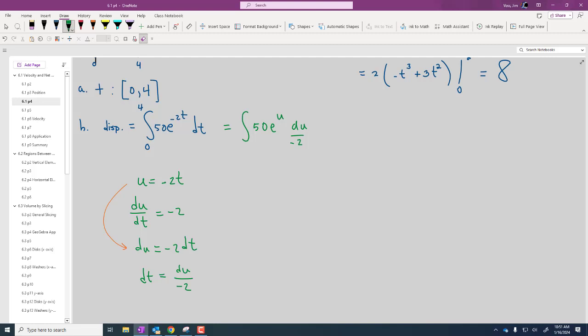So we come down here. This is the magic right there. This tells us how you exchange t's for u's. So you hand in a 0 for t and you get out a 0 for u. So that is our lower limit. You hand in a 4 for t and you get out a negative 8 for u. All right, so that's our new integral.